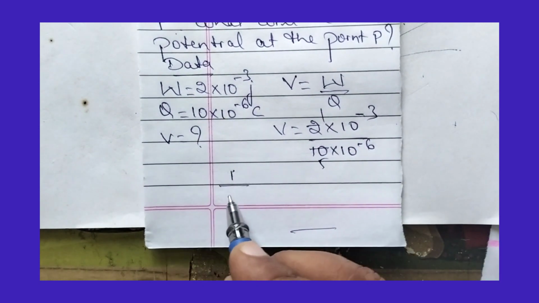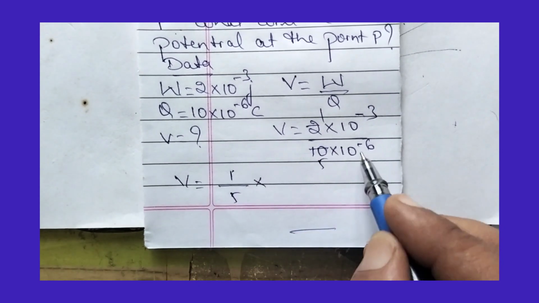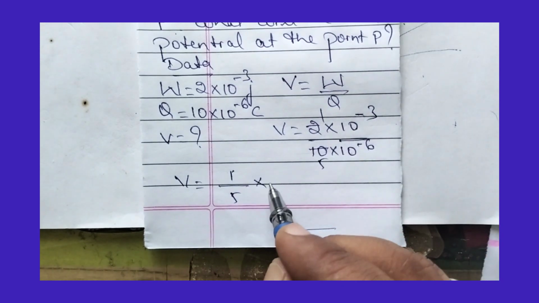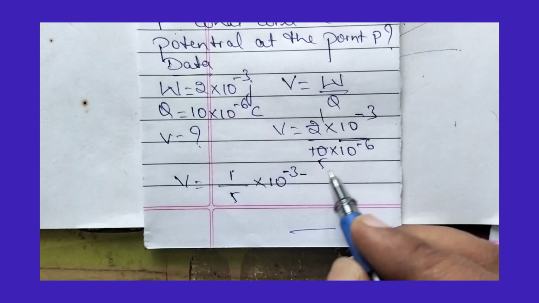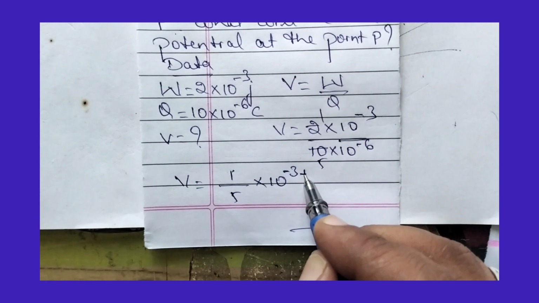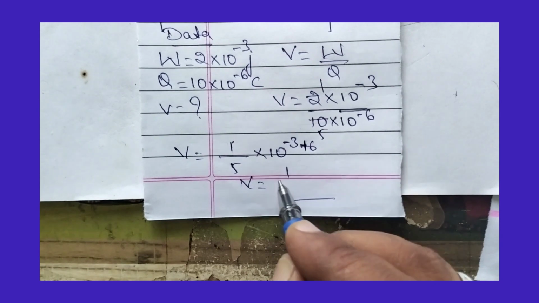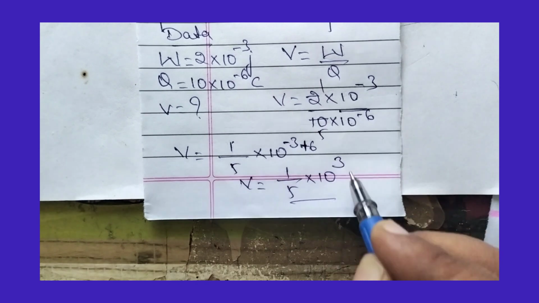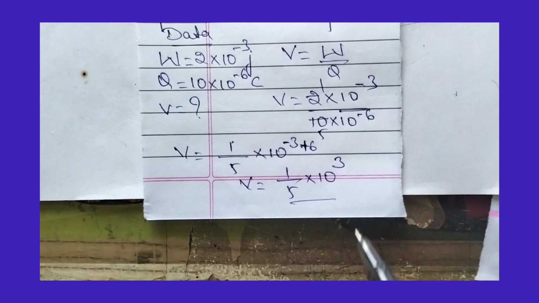So V is equal to 1 by 5 into, here a to the power of m divided by a to the power of n is equal to a to the power of m minus n, that is minus 3 minus of minus 6, so minus into minus becomes plus 6. So V is equal to 1 by 5 into 10 to the power of minus 3 plus 6, and minus 3 plus 6 is 3. So 1 by 5 into 10 to the power of 3.